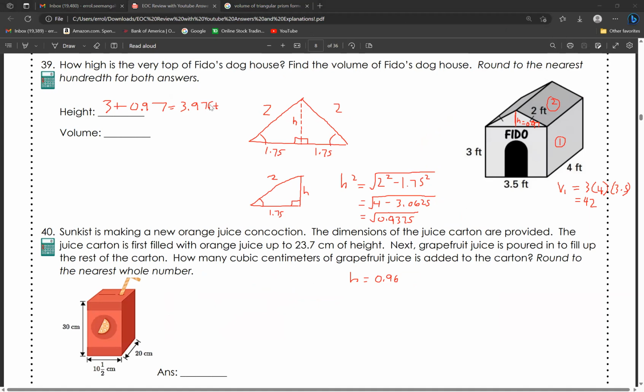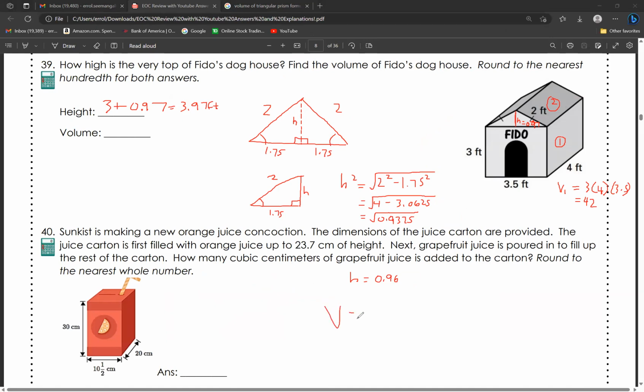Oh yeah, we didn't do the volume yet. So the first one's right, the height is right. For the volume, find the volume of Fido's doghouse. Okay, so now we got the volume of the first shape, which is 42. Now we're gonna calculate the volume of number 2.